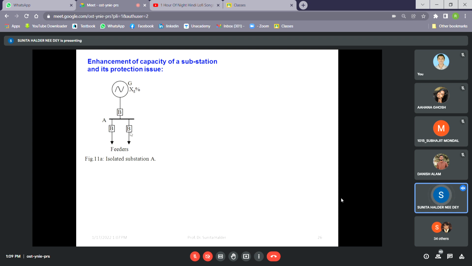B represents the breaker. Why are breakers there? Breakers are there for protection purposes. So if there is any issue in the generator, then this side will be disconnected. Otherwise, if the fault is in this line, then this breaker will operate, or if in this line, then this breaker will operate. In this way, the faulty section may be disconnected, right?